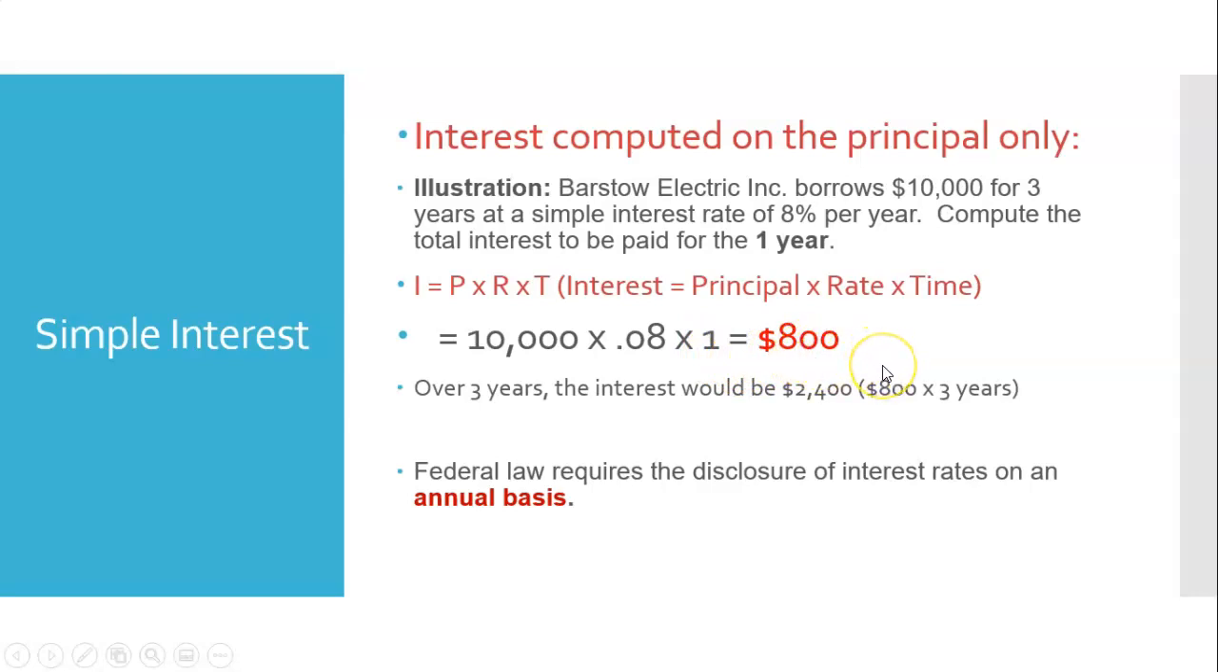If this was 3 years and we were using simple interest, we would be talking about $800 times 3, or $2,400. So Barstow, when they pay this loan back, would have to pay the $10,000 back plus the $2,400 for 3 years of interest.